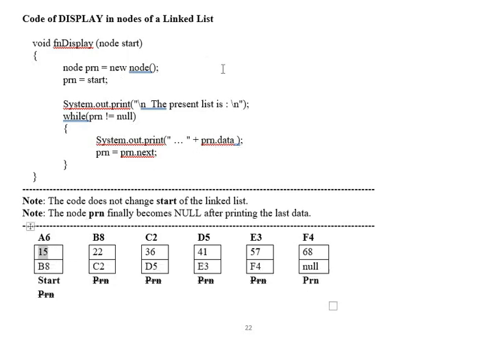Prn.data is an integer if you remember the code of how to make a node, and then B8 is the address of the next location where the next set of data is waiting. So from A6 I can go to B8. How will I go to B8? I will overwrite PRN with the content in its next.